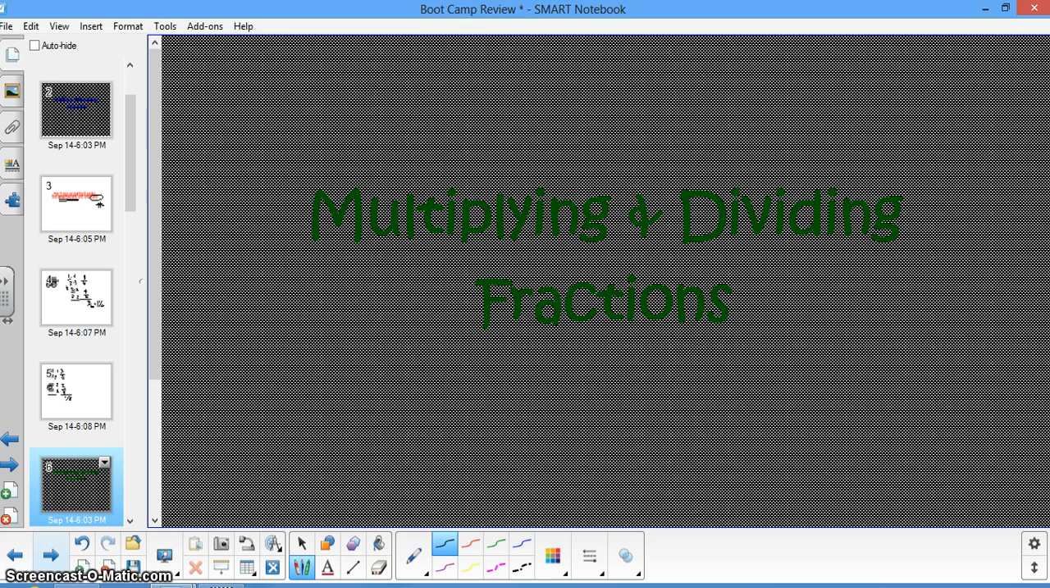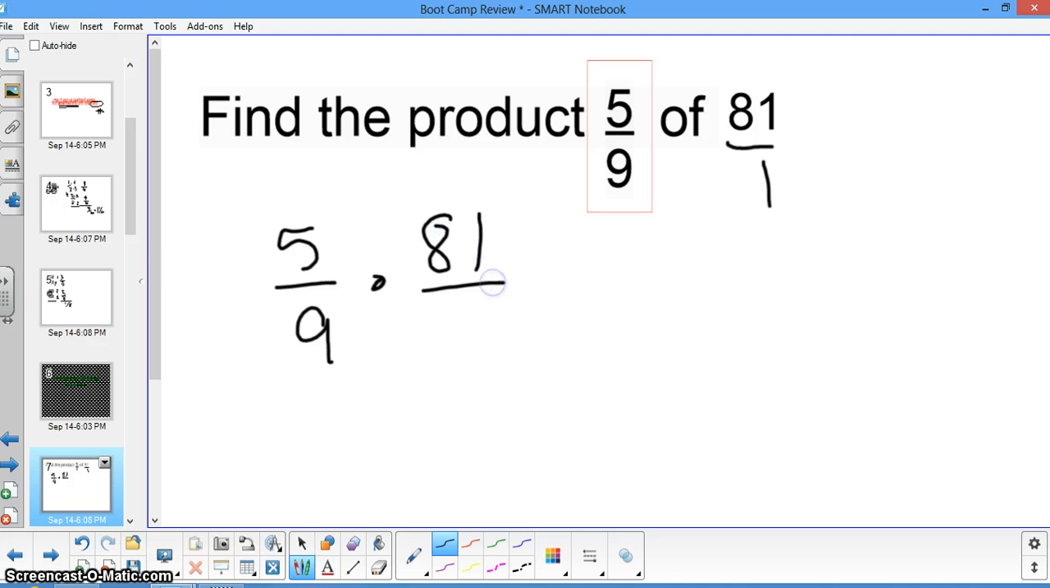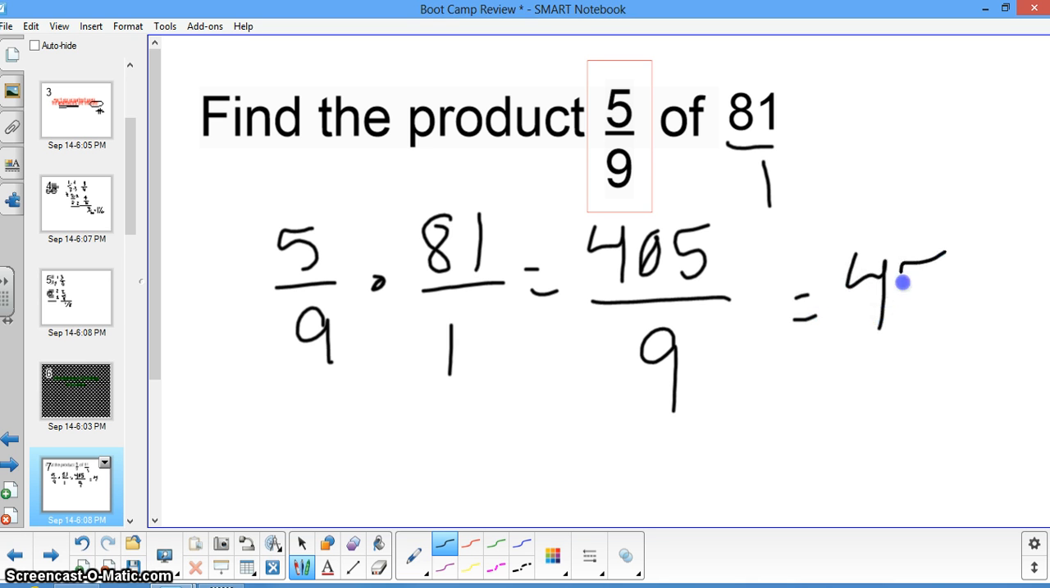Multiplying and dividing fractions is the second part of this review. With multiplying fractions, just multiply straight across. So here you had a whole number, I put a 1 over it, 5/9 times 81/1, and then you simply multiply across. 81 times 5 is 405. 9 times 1 is 9, and that can be simplified to 45.